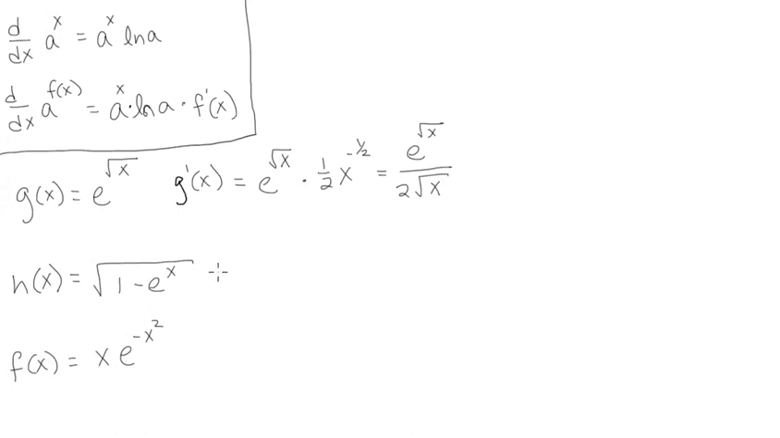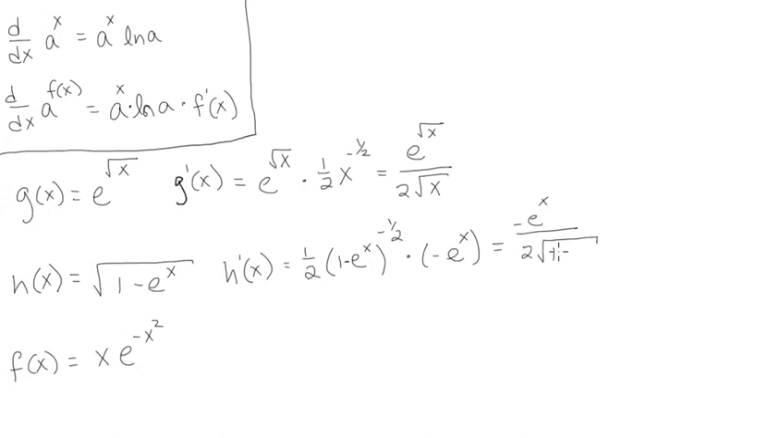For this second term, we now have a case where we need to apply the chain rule. So h prime, the derivative of h with respect to x, is going to be equal to 1/2 times 1 minus e to the x to the negative 1/2 power times the derivative of this term inside. The derivative of 1 is 0. The derivative of negative e to the x is negative e to the x. So if we finally simplify that out a little bit, we get negative e to the x over 2 times the square root of 1 minus e to the x.